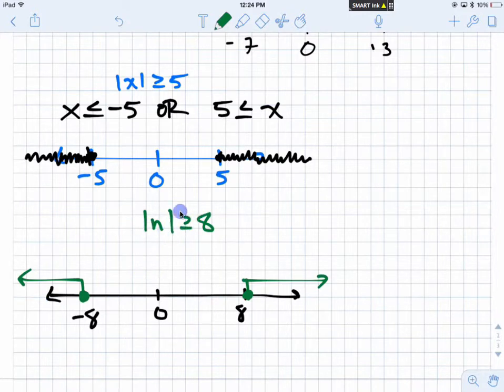And so we see that for this inequality to be satisfied, it must be the case that n is less than or equal to negative 8, or, and this is a big deal, or 8 is less than or equal to n, that is, n is greater than or equal to 8. And so this is how we're going to set up these sorts of absolute value inequalities.